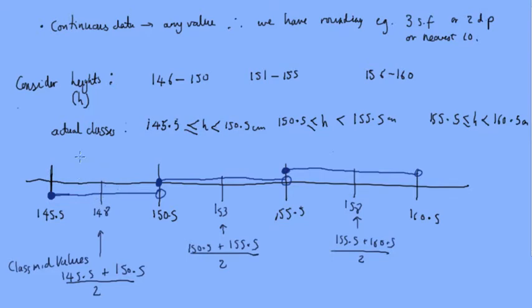And we have the class widths, I'll write these up here. Just underline that so we can see it. I might write this in another colour just so it stands out a bit more. So for the class widths, we're going to have 150.5 minus 145.5, and that gives us 5. And we have 155.5 minus 150.5, again that's going to be 5, and similarly this class width is also 5.